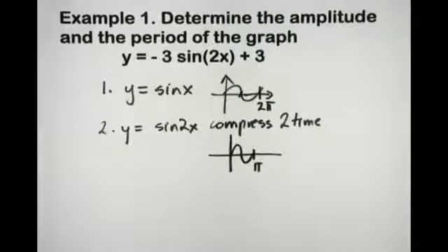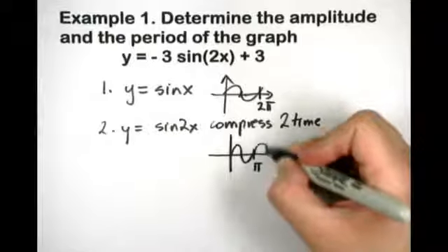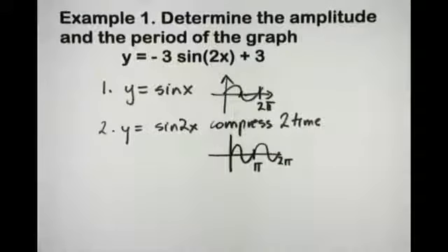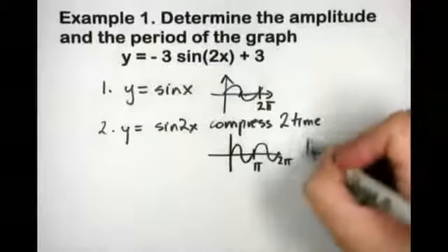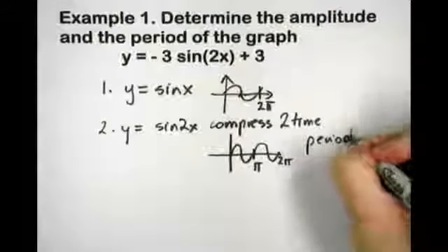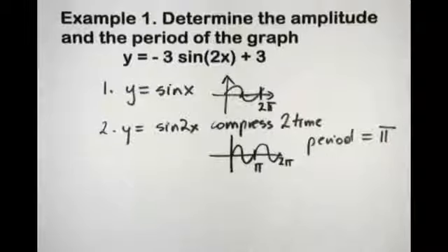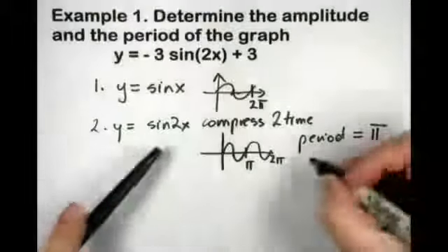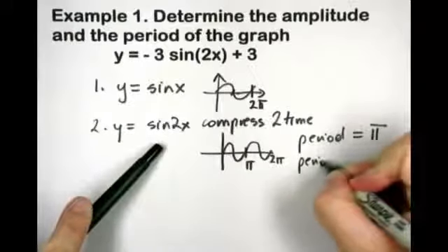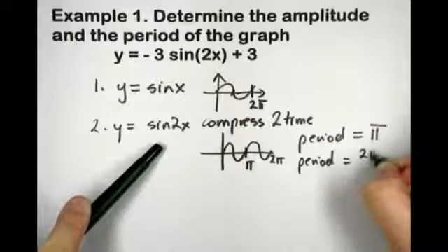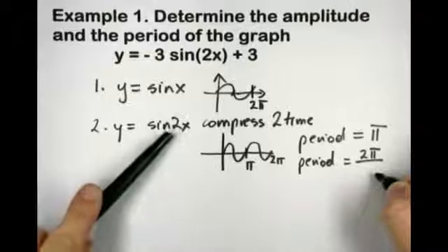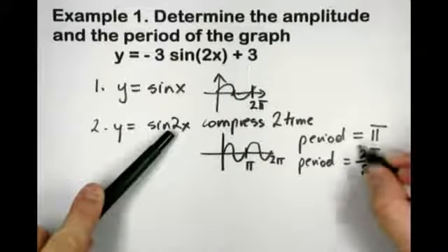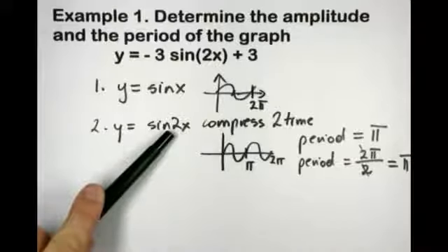Right? When I squeeze this, then in the other one, here is 2 pi, that means I squeeze that function twice. So the period this time is pi. How did we get this? We take the original period, which is 2 pi, divided by this number that we are squeezing by, 2. So this cancels out, and the period is pi.